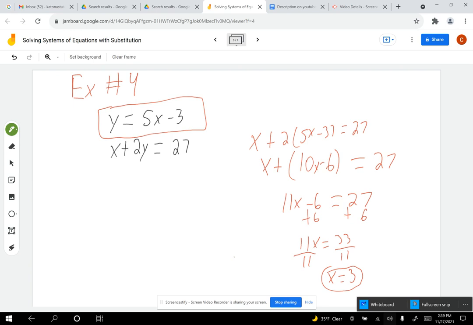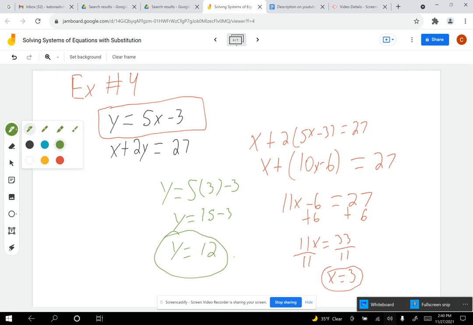Let's use the top equation because it's all neat for us. y equals 5 times 3 minus 3. So 5 times 3 is 15 minus 3. y equals 12. Huh, that's a big number. Sometimes we all make mistakes, but let's check. This is why I even check. So right now, our answer, our ordered pair, is (3, 12).